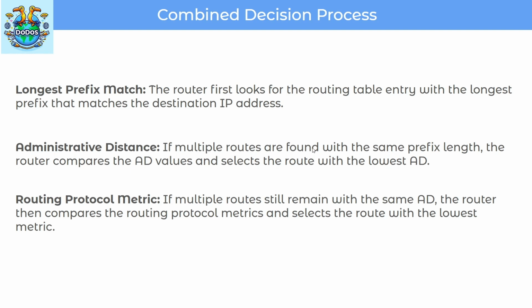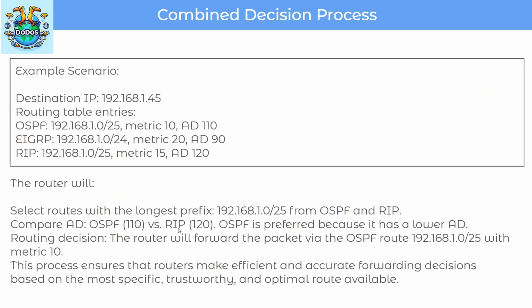If multiple routes are found with the same prefix length, the router compares the administrative distance values and selects the route with the lowest AD. If that also is the same, then the routing protocol metric comes in, and if multiple routes still remain with the same AD, the router compares the routing protocol metrics and selects the route with the lowest metric. So, let's go through an example.